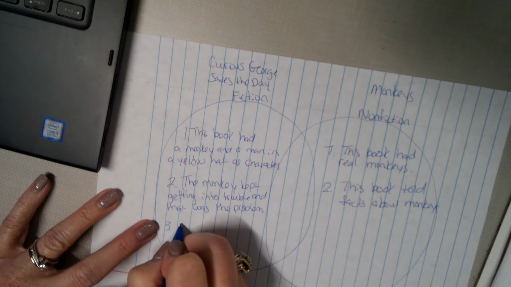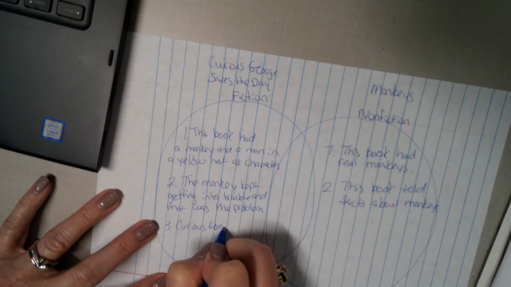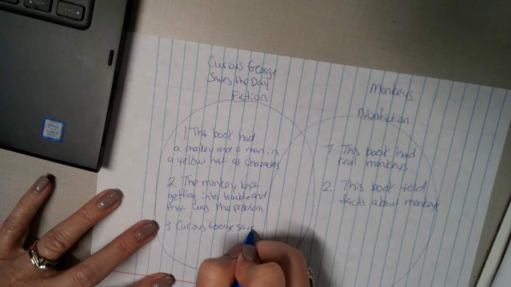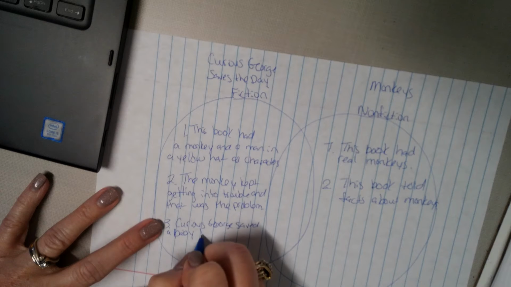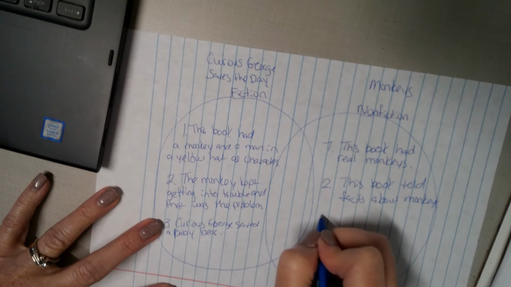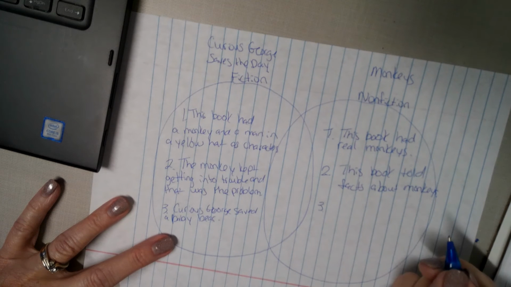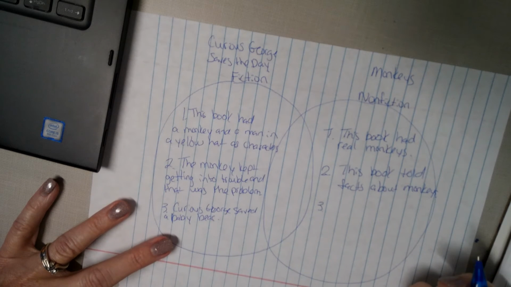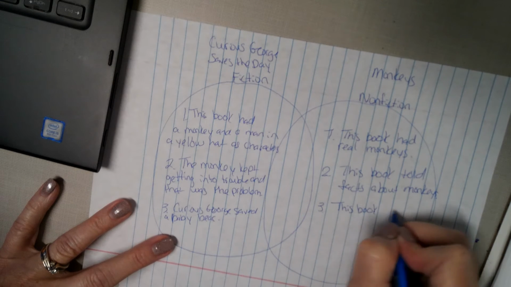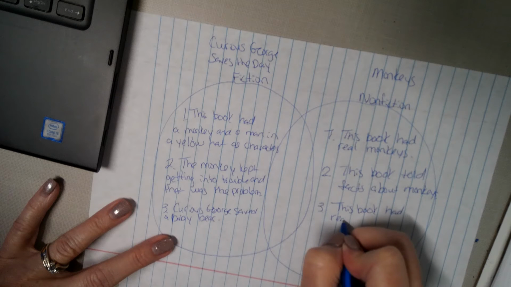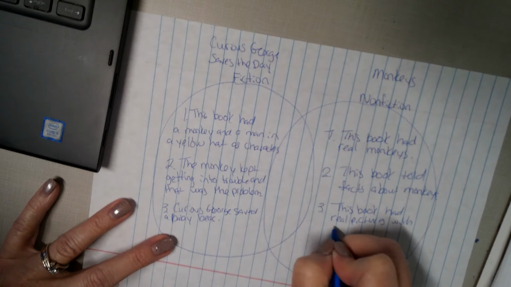In the end of this book, Curious George saved a baby bear. Okay. In this book, it just told about where they lived and what they did. Okay. This book had real pictures with captions.